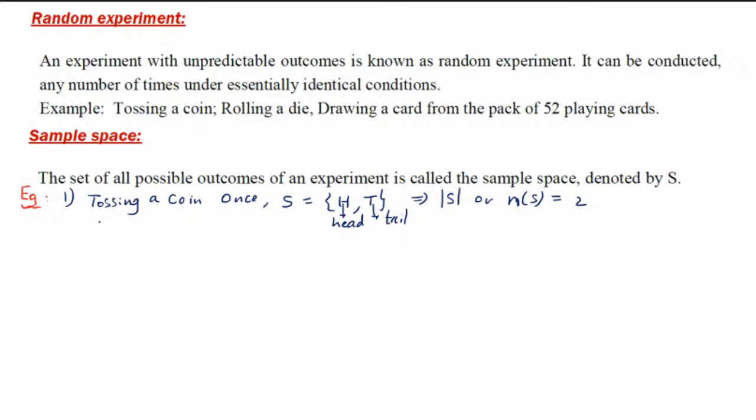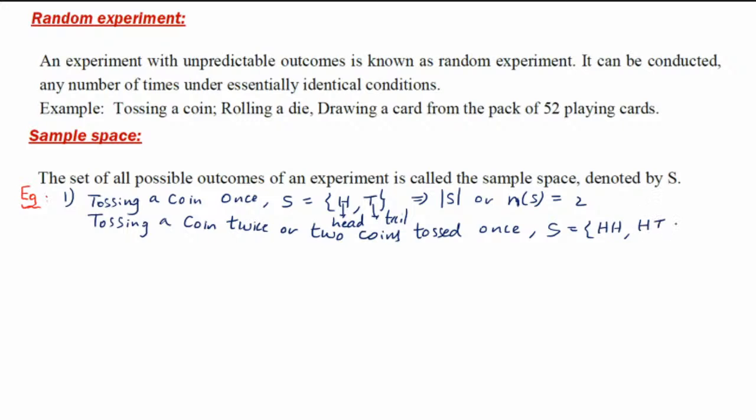The same game, tossing a coin twice, 2 times, or 2 coins tossed once, both have the same meaning. S is equal to {HH, HT, TH, TT}. What is the meaning of HH? The first coin gives head, the second coin shows head.